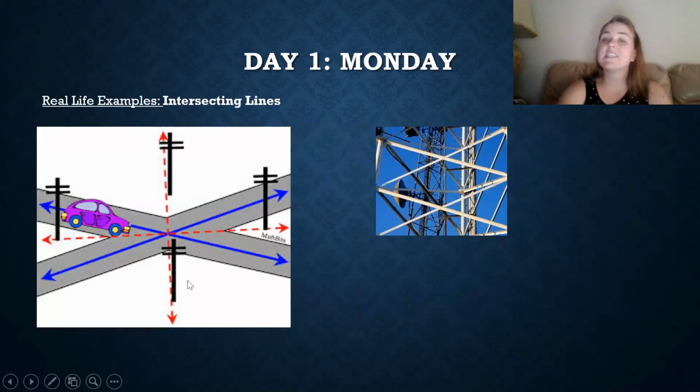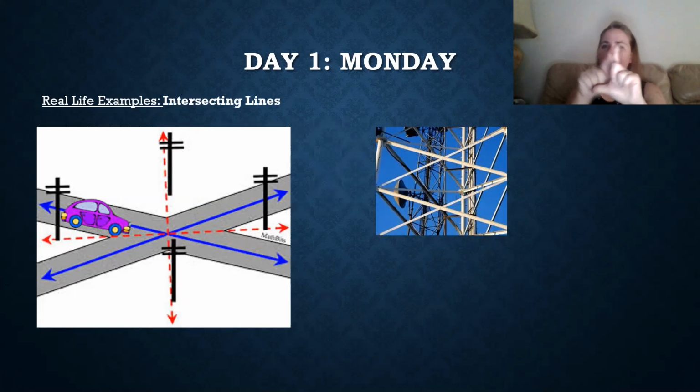All right, the next one is intersecting lines. Remember, intersecting lines cross, but they don't create a 90-degree angle. So if I'm looking at this, it looks more like a V than it does an L. So that's not really a 90-degree angle, so they would be intersecting lines.